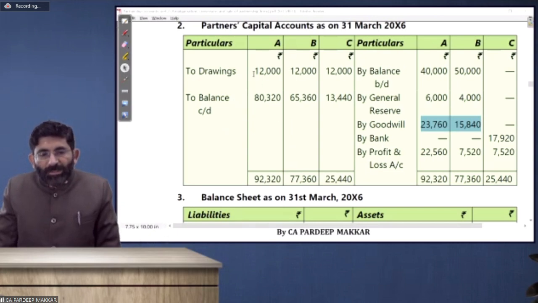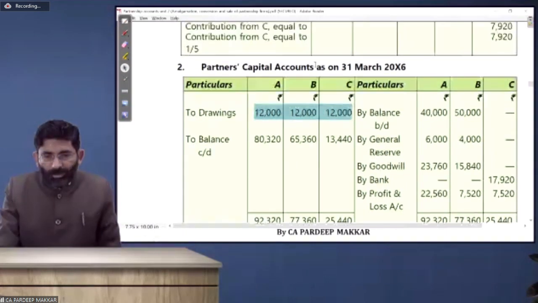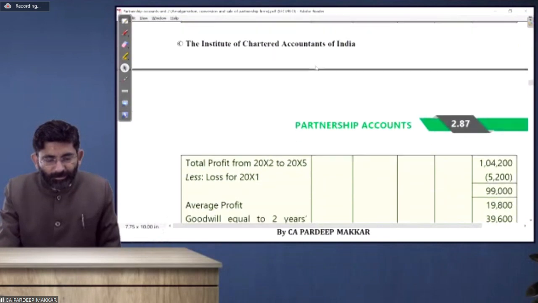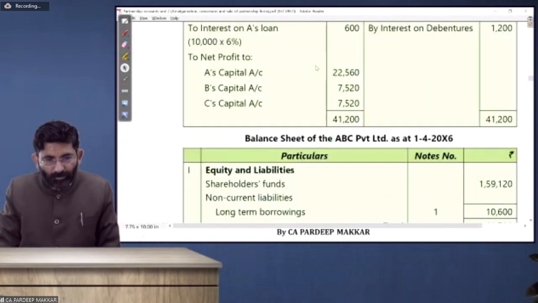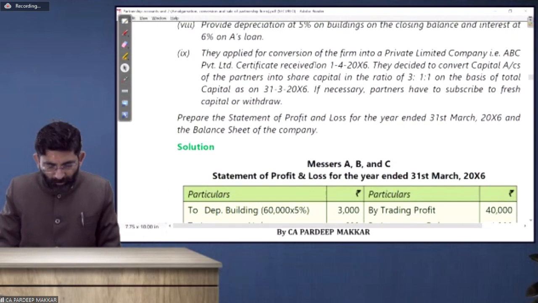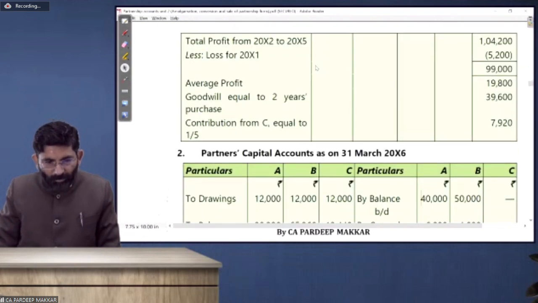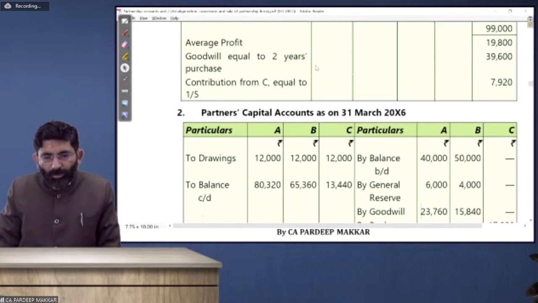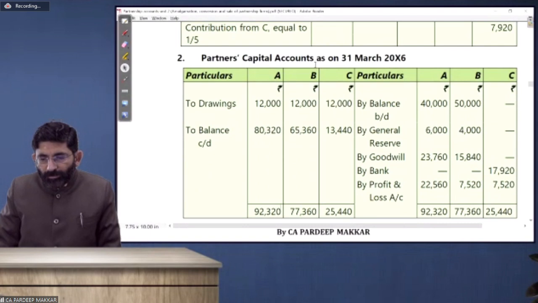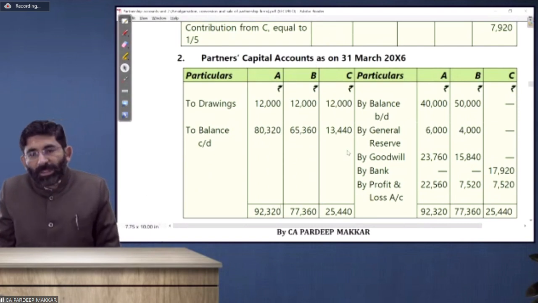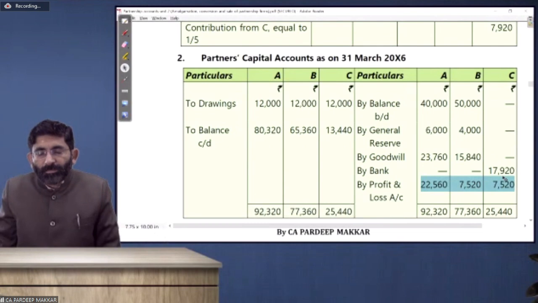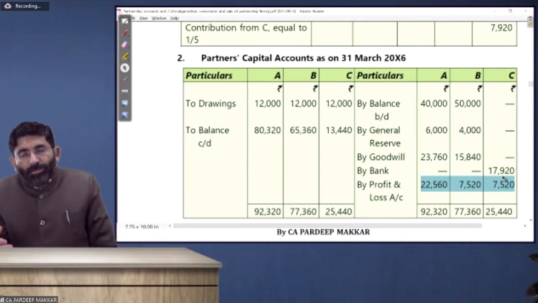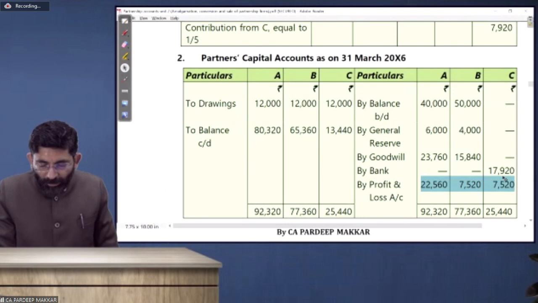Now drawings are already given to you, here it is mentioned. Drawings of rupees 1,000 per month is there, that is 12,000 rupees per annum. So drawings are entered accordingly. Then whatever the profit of the current year, that will be allocated. How much is the profit for the current year, that you have to calculate. This has been done for the purpose of calculating the partners' balance as on the last date, because accordingly shares will be issued by the new firm. Accordingly PC will be calculated.